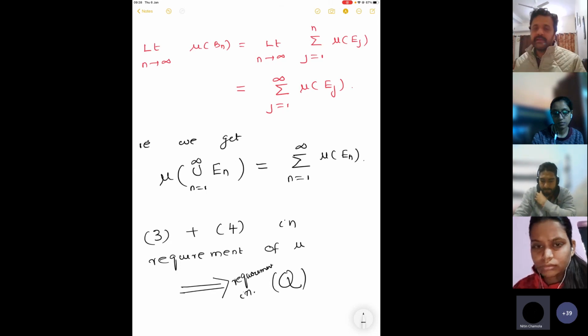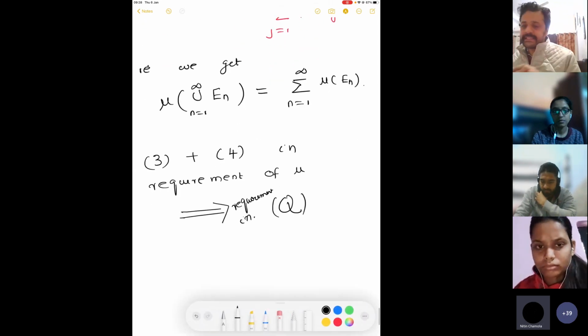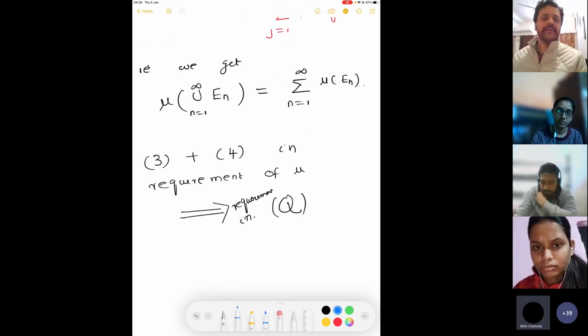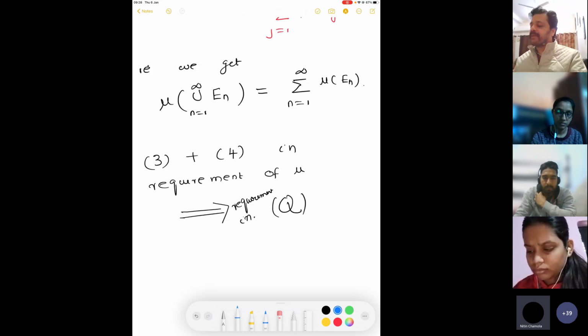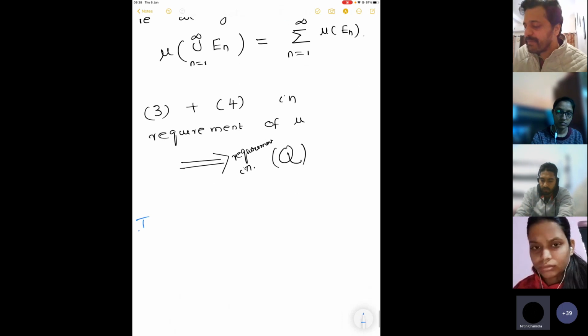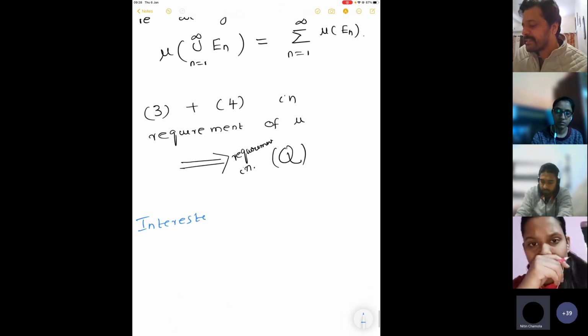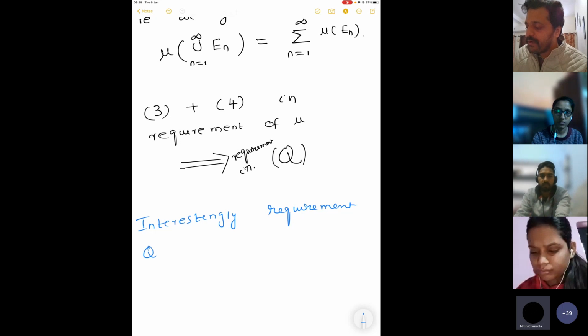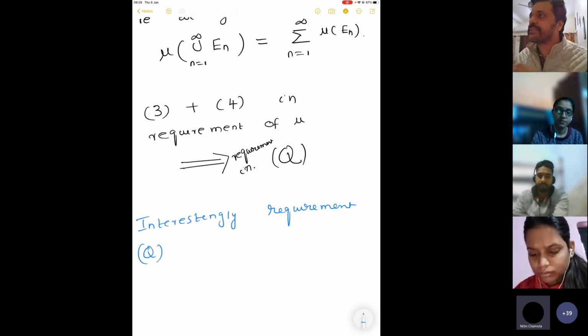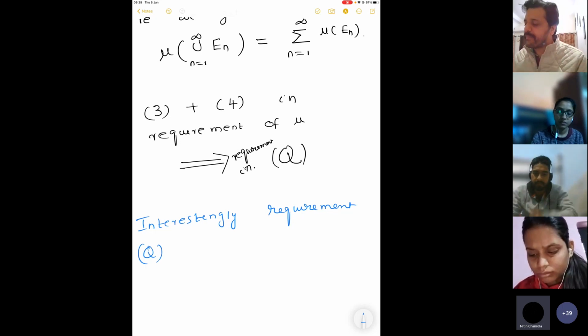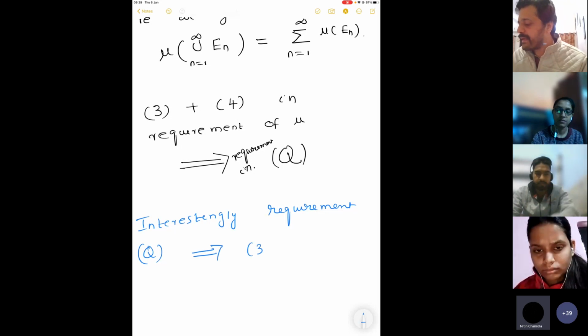It is straightforward. Now I am giving you an exercise. What is interesting is that the converse is also true. If you put the condition in Q, that will imply 3 and 4. Interestingly, please try to prove it. What is the requirement in Q? Countable union of disjoint sets: the measure of that is equal to the sum of the measures. That will automatically imply 3 and 4.